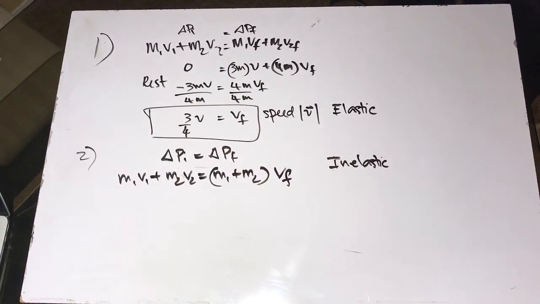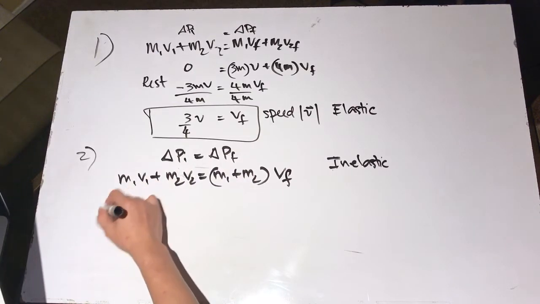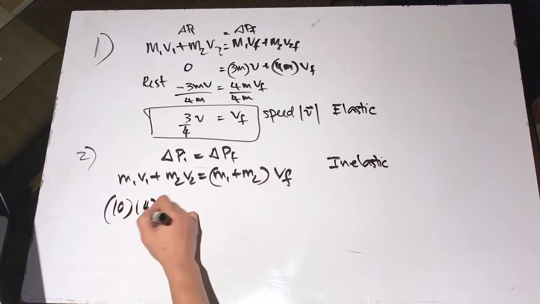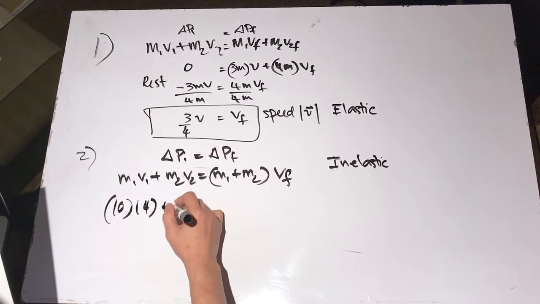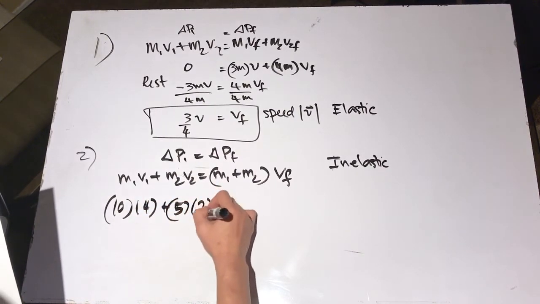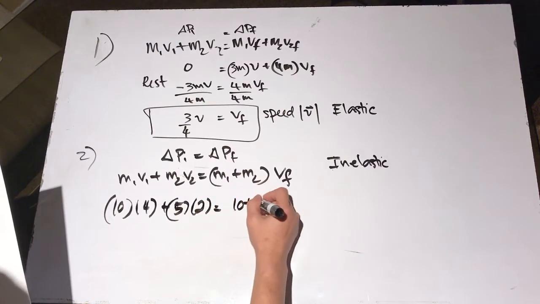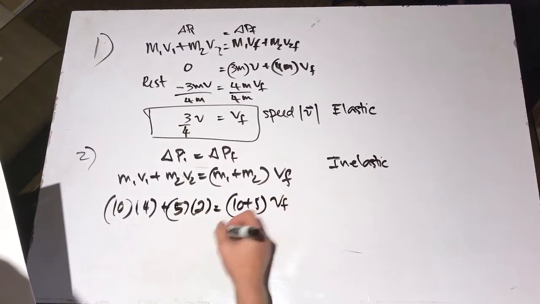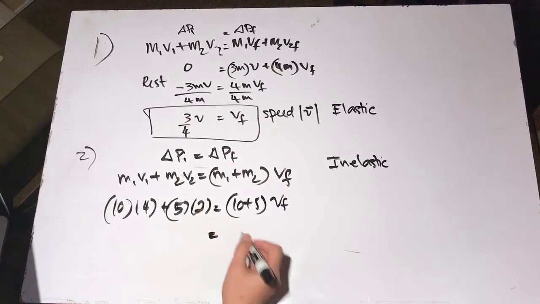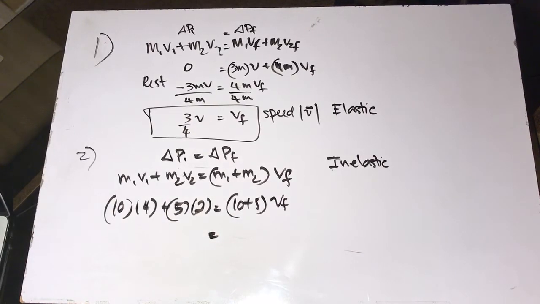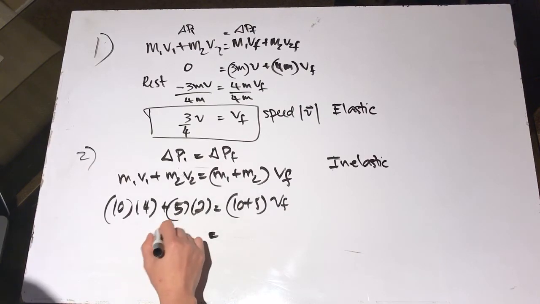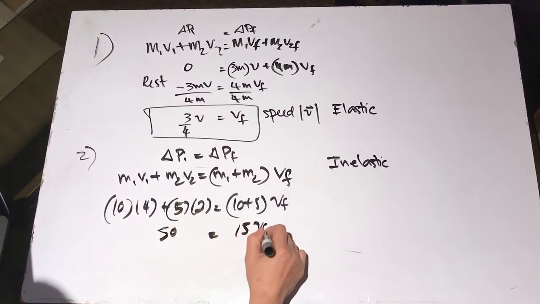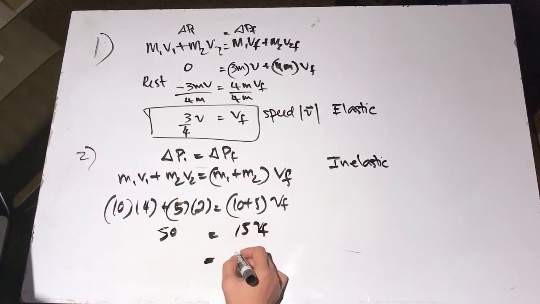So look at the questions. They tell you that m1 is 10, velocity is 4, plus m2 is 5, velocity 2, so it's 10 times 4 plus 5 times 2 equals 15 Vf. So you're solving for Vf. So basically when you add them up, it would be 50 equals 15 Vf.